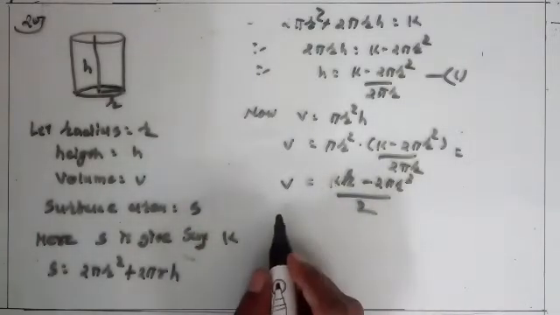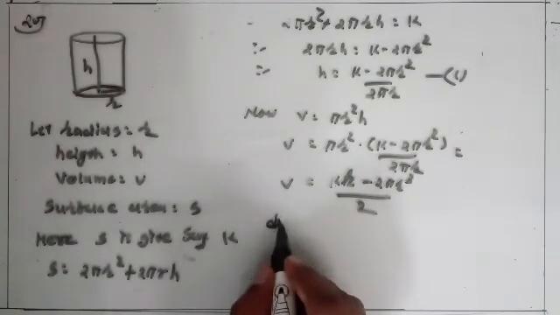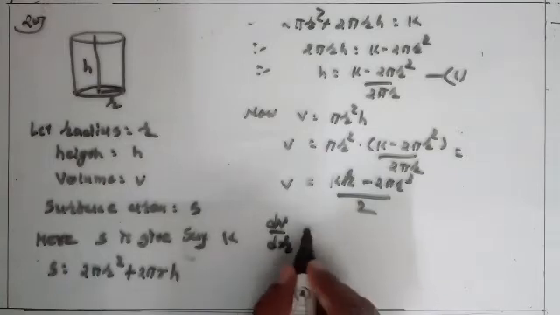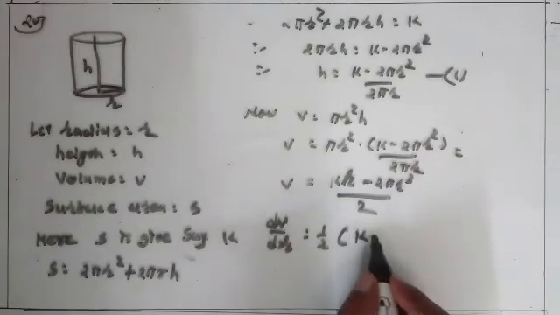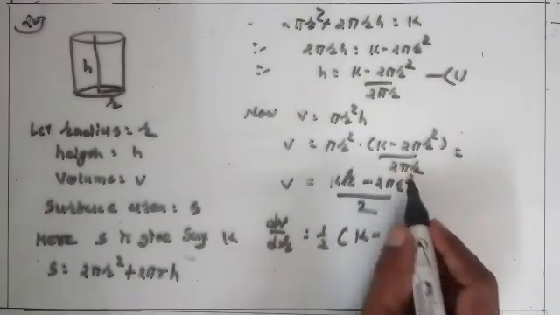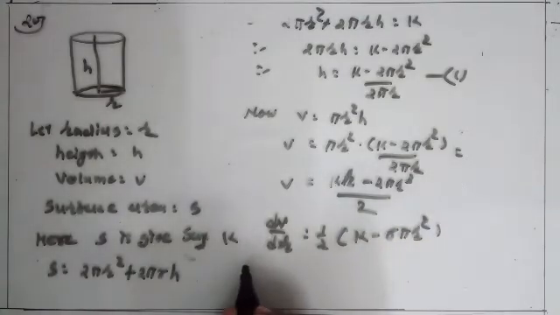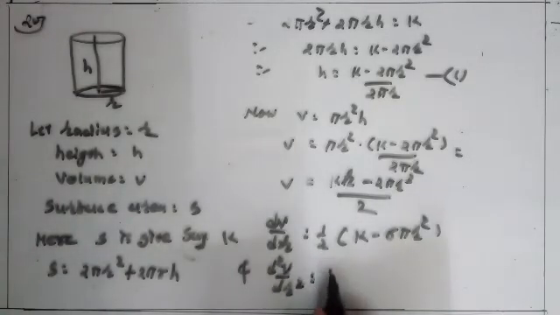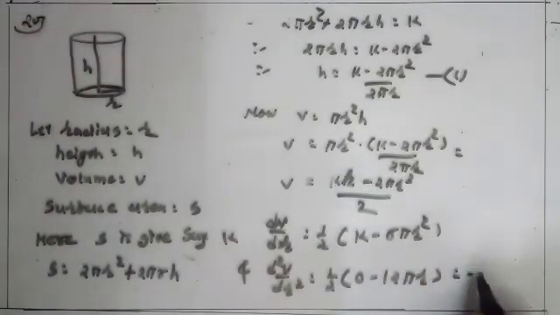This is the volume. Now to get maximum value of volume, first we get the first derivative, dv/dr, is equal to 1 by 2 into derivative of kr, which is k, minus derivative of 2 pi r cube, which is 6 pi r square. And the second derivative, d square v by dr square, is equal to 1 by 2 into derivative of k, which is 0, minus derivative of this, which is 12 pi r. That means minus 6 pi r.